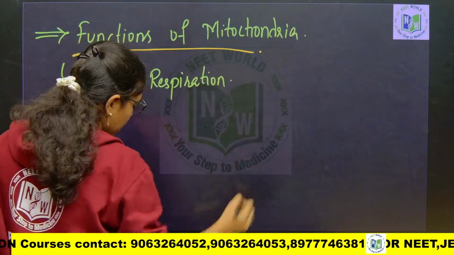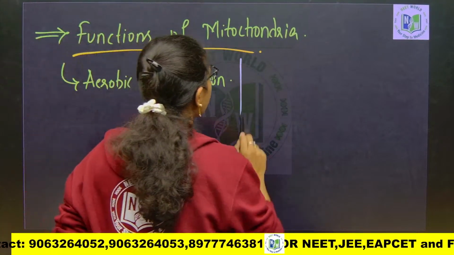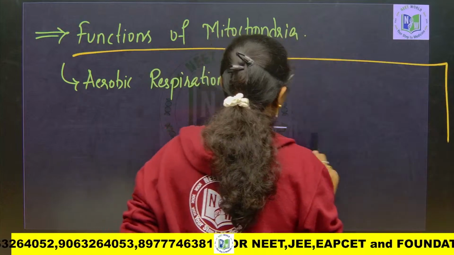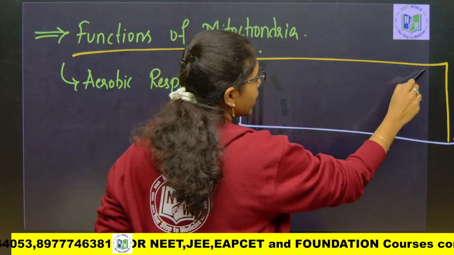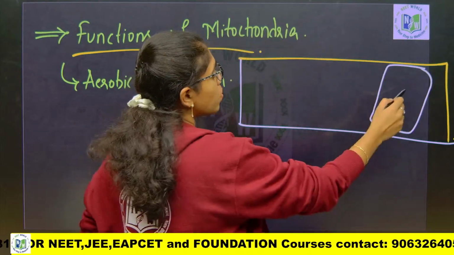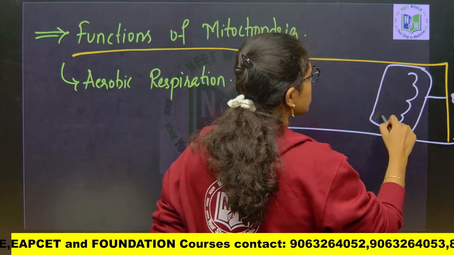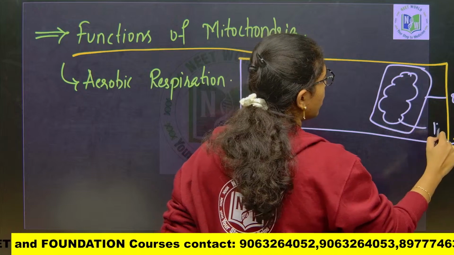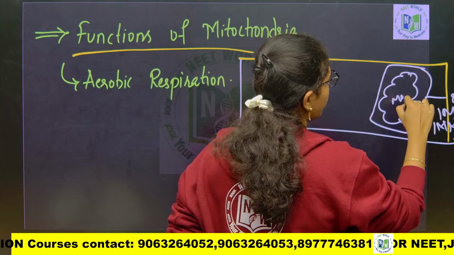For aerobic respiration, why mitochondria is the key organelle? Let me give you a gist of it. Okay? This is completely cytoplasm. Inside cytoplasm, mitochondria is present. As we have discussed, this is what? Outer mitochondrial membrane, and this enfoldings. Very good. Yes, intermembrane space and mitochondrial matrix.